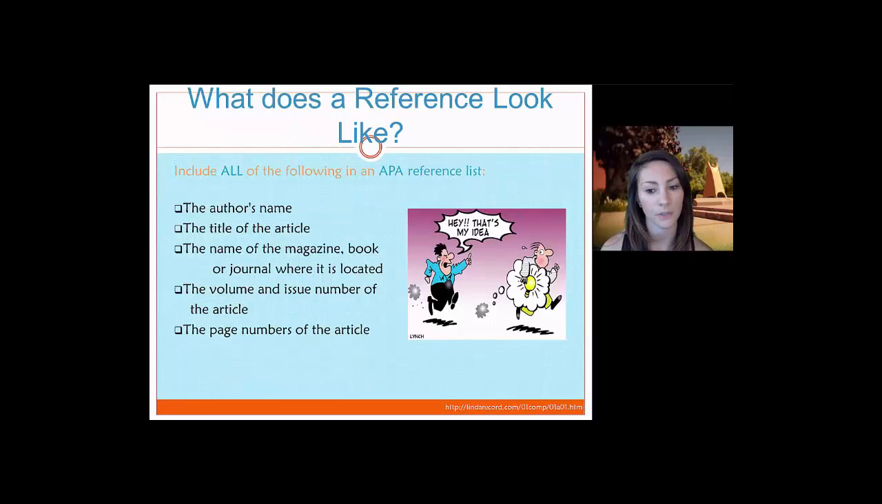of the article. So if you got it from a journal, you want to put the pages of the journal, and also the date of the article's publication.